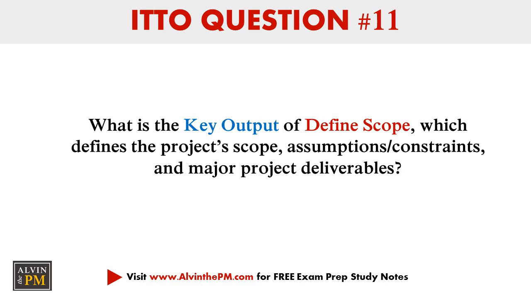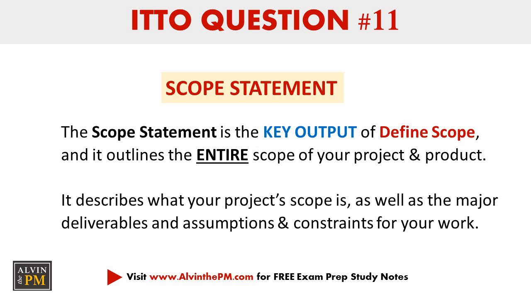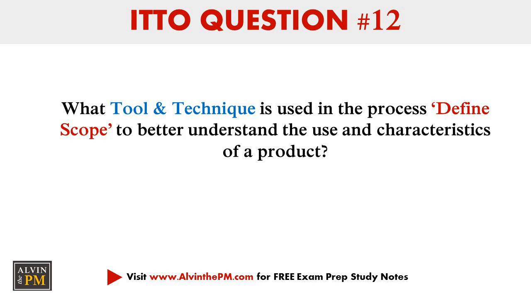Question 11. What is the key output of defined scope, which defines the project scope, assumptions, constraints, and major project deliverables? The correct answer is the scope statement. The scope statement is the key output of defined scope as it outlines the entire scope of your project and your product. It describes what your scope is as well as the major deliverables and assumptions and constraints for your project's work. On to question 12.